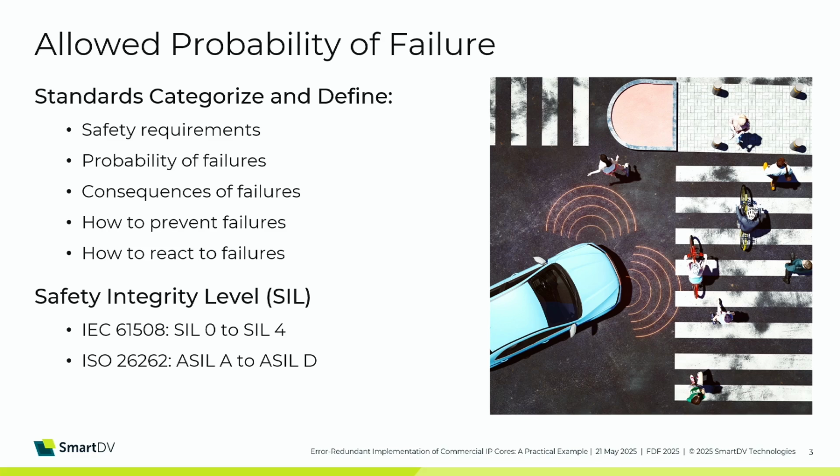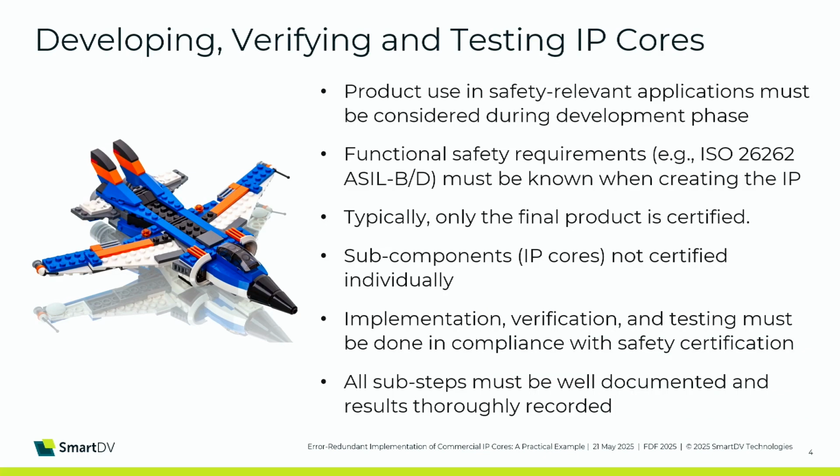Okay? So this categorization is being done with safety integrity levels. Typically, this would be SIL 0 to SIL 4. And when it comes to automotive applications, ASIL-A to ASIL-D, or military applications. With SIL 0 the lowest safety strategy, and the higher the number, the higher the strategy. Okay.